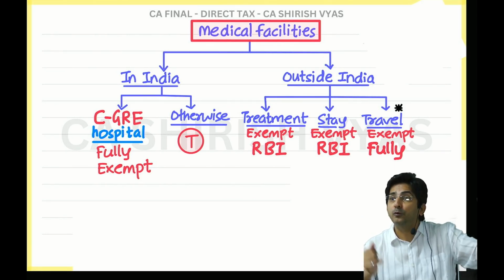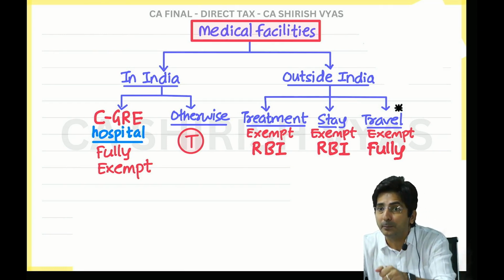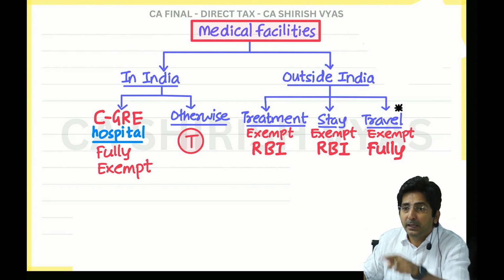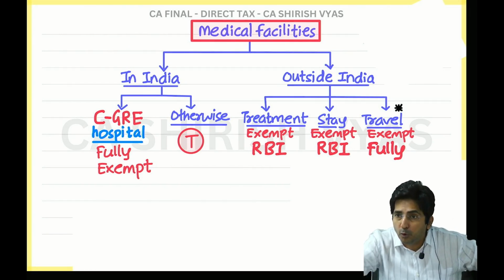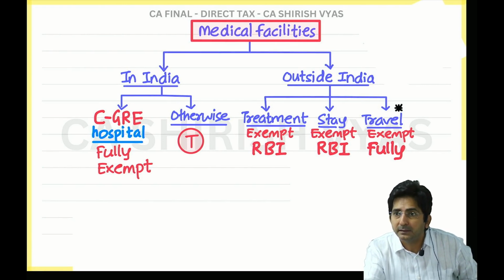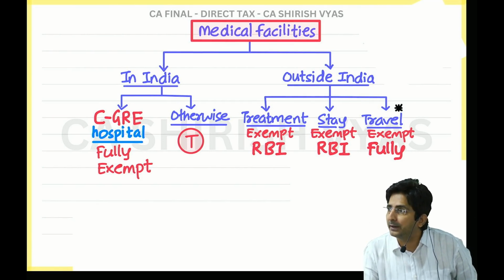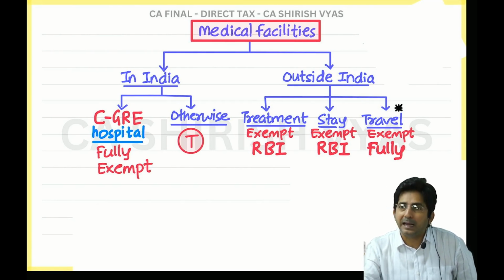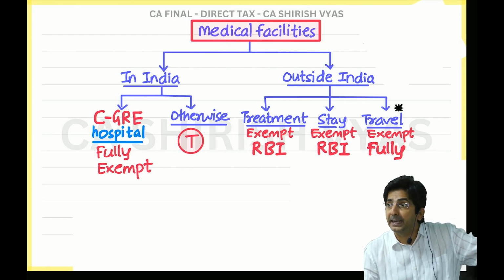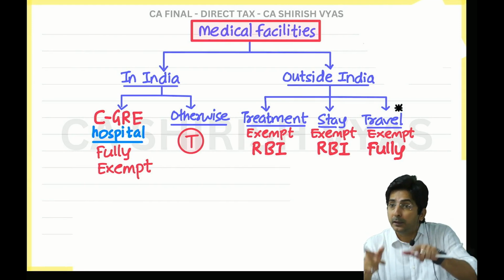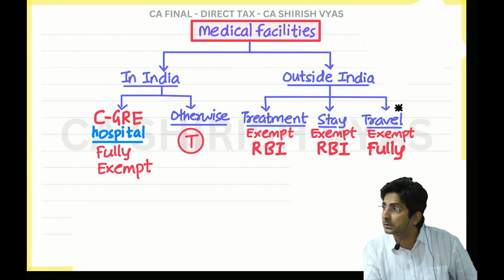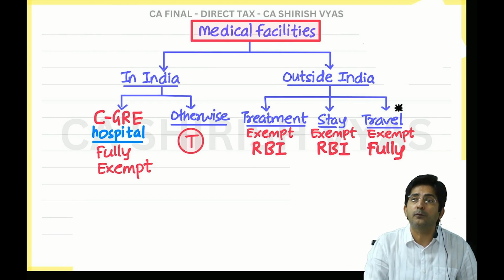Stay is in London, you need pounds. You have to take permission of RBI. But travel means what? Tickets. Tell me, if you fly to London, tickets will be booked in India. And in India, do you need pounds or Indian rupees? So there is no role of RBI. So for travel, it is fully exempt. But when you are spending for the stay in a hotel in London, treatment in a hospital in London, you require pounds. There comes the permission of RBI.